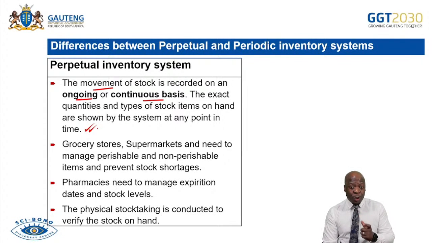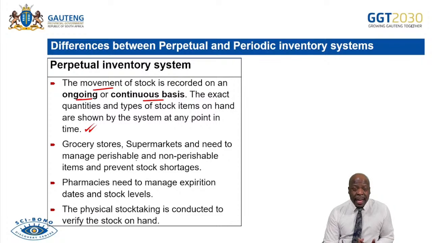With any movement of stock, we are able to calculate our cost of sales. We know the stock that we have on hand at any point because it keeps an ongoing record of our stock. And then grocery stores, supermarkets, and at times pharmaceutical companies such as pharmacies need to manage their stock.